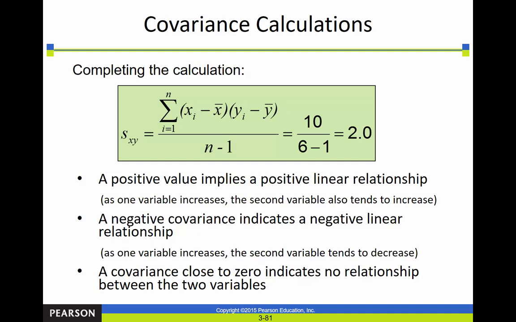Here's what it means. A positive value implies a positive linear relationship. A negative covariance indicates a negative linear relationship, and a covariance close to 0 indicates that there's no relationship between these two. So here we can see with a 2.0 that that is a pretty good relationship. The more people we have working, selling cars, the more cars we sell.